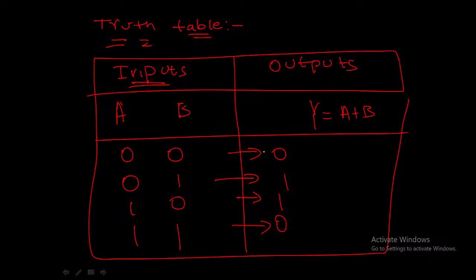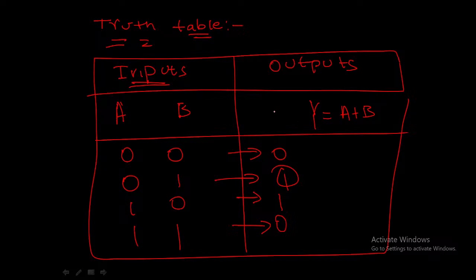1 plus 1 is 1. So in the logical OR, there is no carry. If both inputs are 0, the output is 0, and if any of the inputs is 1, the output is 1. That's it. This is logical OR, not normal addition where we have a carry. Here we don't have any carries.